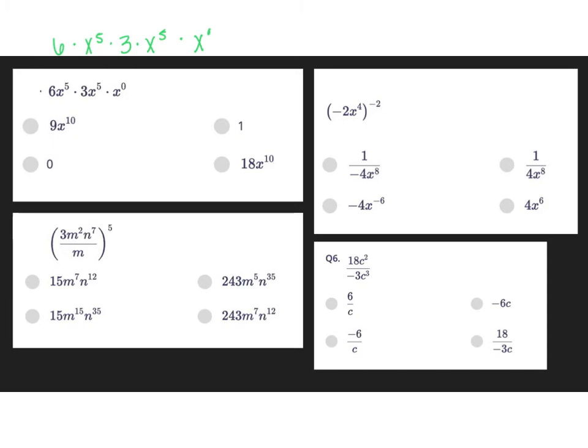All right, I'm going to highlight the parts I'm going to multiply first. I have a 6 and a 3. Those become 18. Next I have x to the 5th, x to the 5th, x to the 0th. When I multiply numbers that have the same base, I add those exponents. So 5 plus 5 is 10, plus 0 is 10. So this is x to the 10th. So my final answer is 18 times x to the 10th.